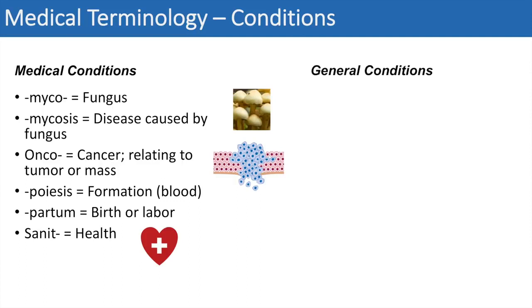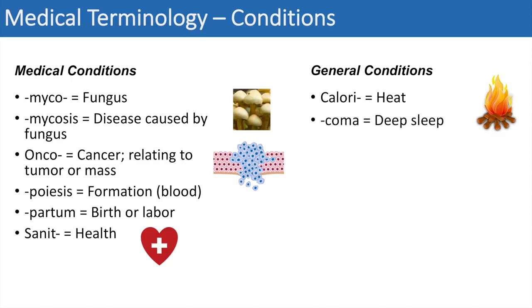So the next set of conditions are just general conditions. The first prefix is calori. This means heat, so you can think of a calorie. It's simply a unit of heat. The next one is the suffix coma, and we all know what that word means, and that simply means a deep sleep.